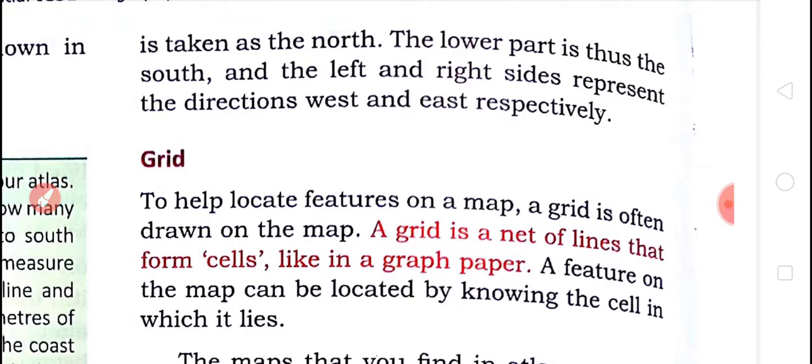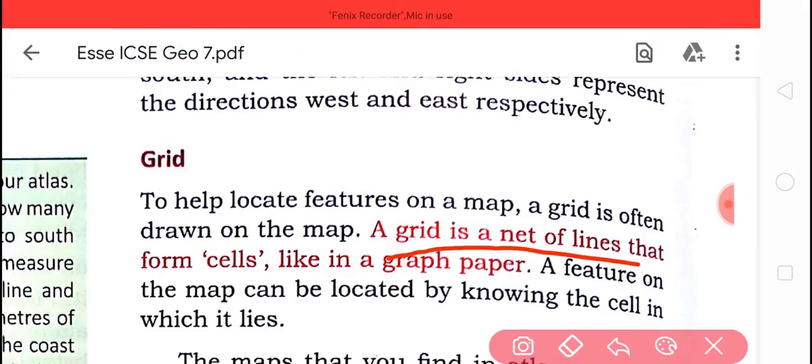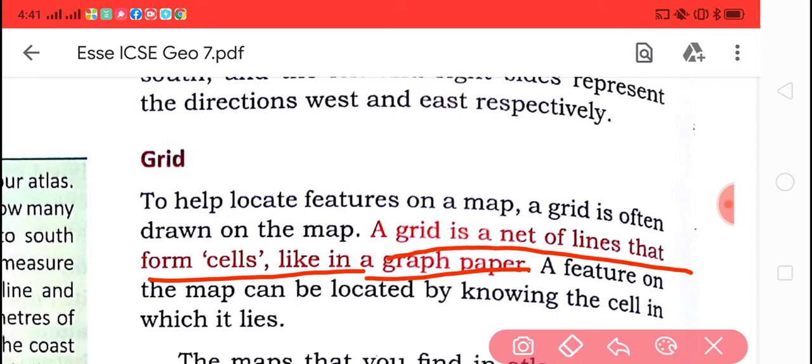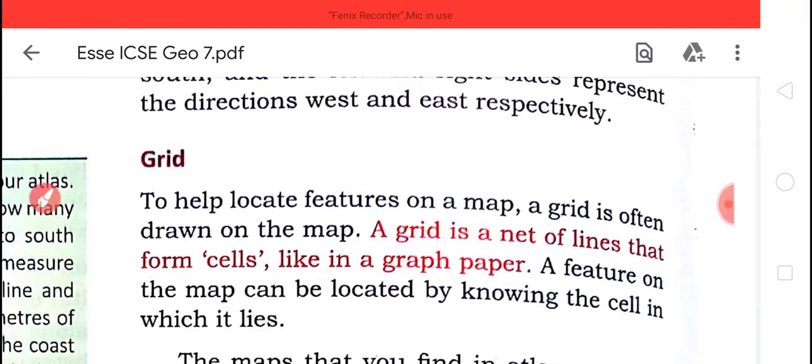Now, what is a grid? A grid is to help locate the features on the map. A grid is often drawn on the map. A grid is a net of lines that form cells like a graph paper. The features of the map can be located by knowing the cell in which it lies.